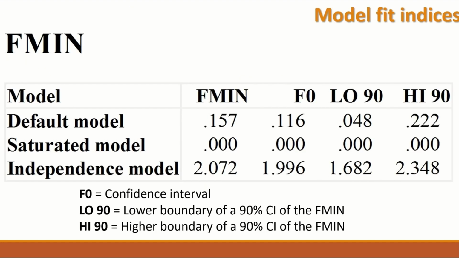So the next slide shows a table extracted from CFA from AMOS for model fit indices, and as shown here, the FMIN is given here, and the lower boundary for 90% and the higher boundary are given here, and the FMIN value falls between these lower and higher.